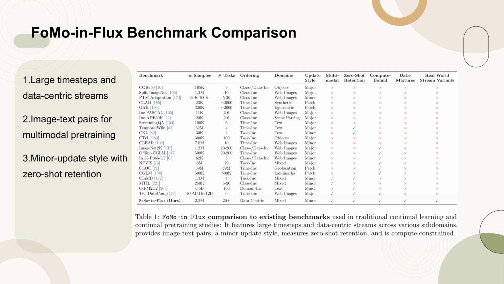It operates in a minor update style, focusing on continual pre-training updates that range from existing continual learning, CL, regularization-based strategies to simple fine-tuning and parameter-efficient adaptation. Additionally, FOMO Influx measures zero-shot retention, ensuring that the model retains its zero-shot capabilities while accumulating new knowledge. The benchmark is also compute-constrained, making it practical for real-world applications.